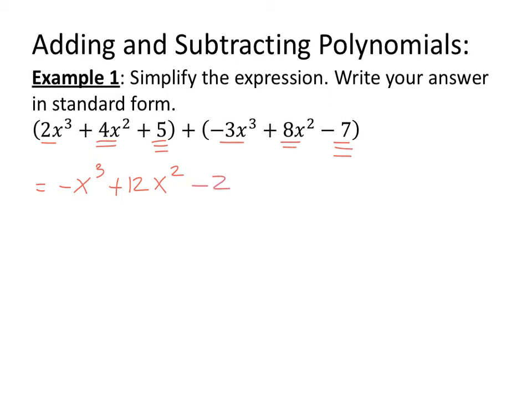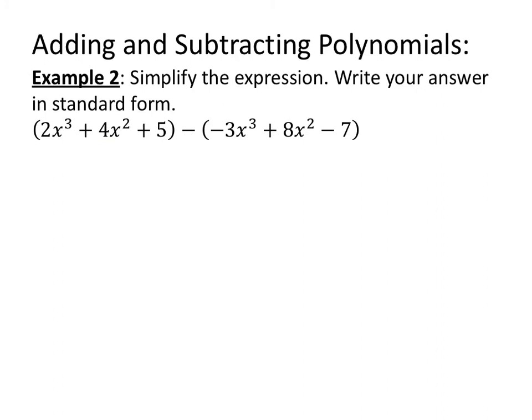And then our last piece here is the 5 plus a negative 7, or 5 minus 7, which gives us a negative 2. So from this point, we would want to check to see if it's in standard form. Standard form is from the highest power all the way down to the lowest power. Since this goes x cubed, x squared, and then no power, that's in standard form. And so all we would do at this point is just make sure we circle our answer.